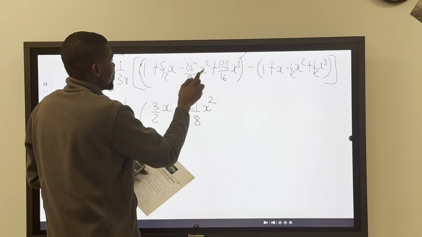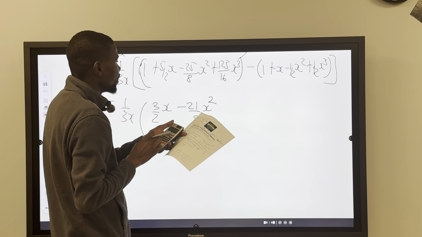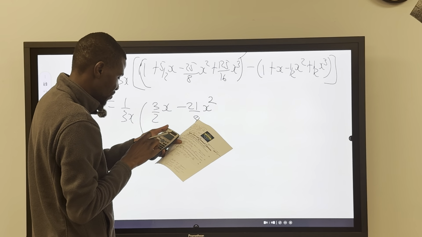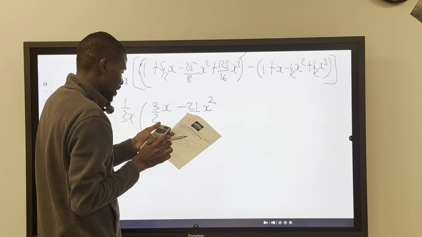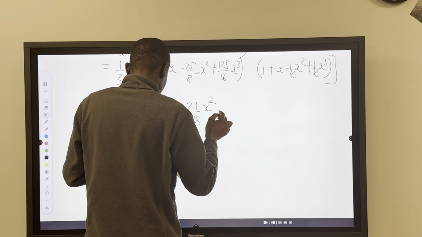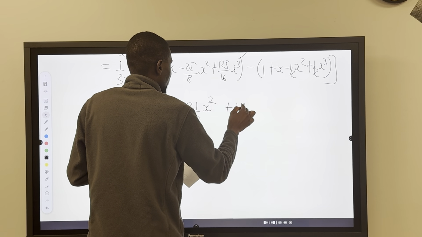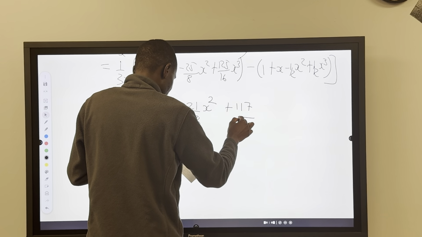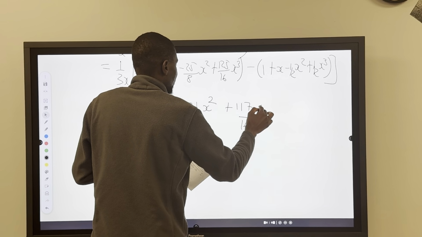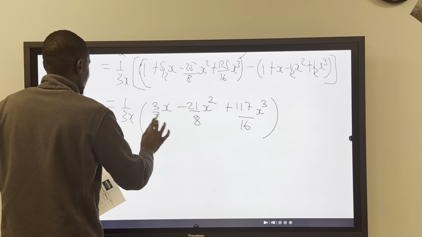Then lastly, we have that 125 over 16, right? Subtracting 1 over 2. I'm getting 117 over 16, right? So it's plus 117 over 16, right? x cubed, right? Now let's divide here.